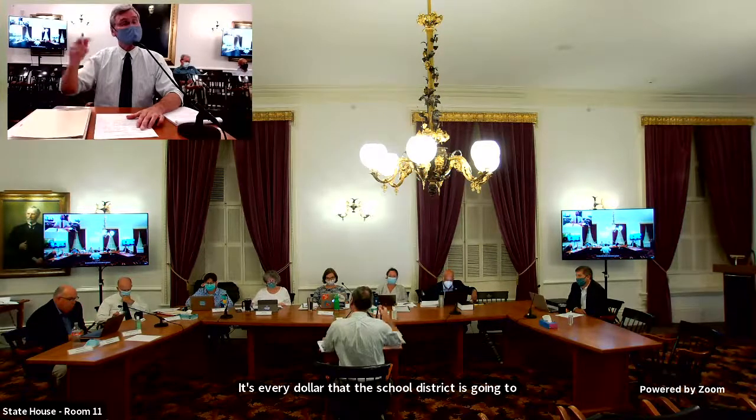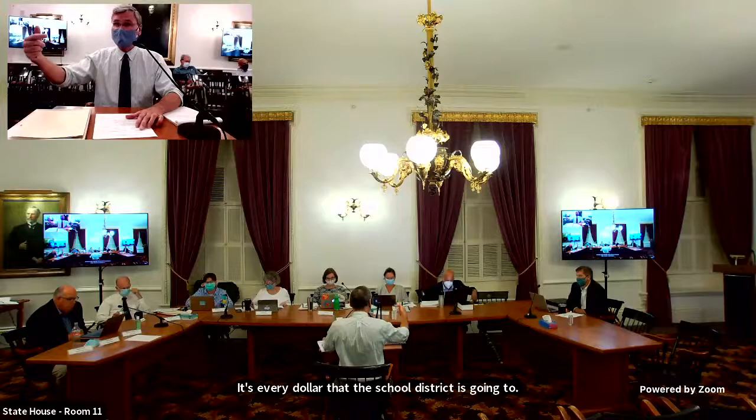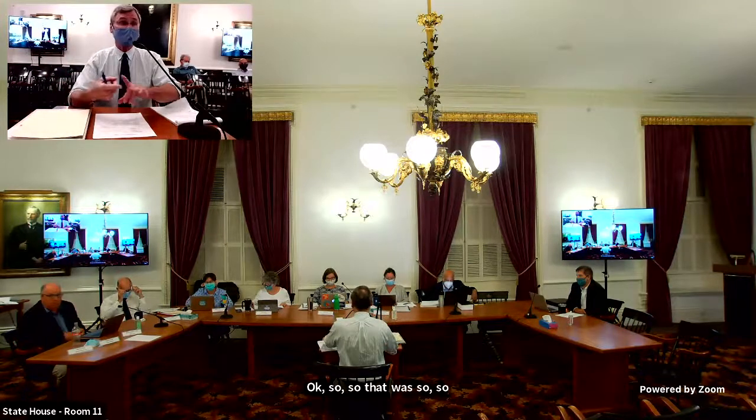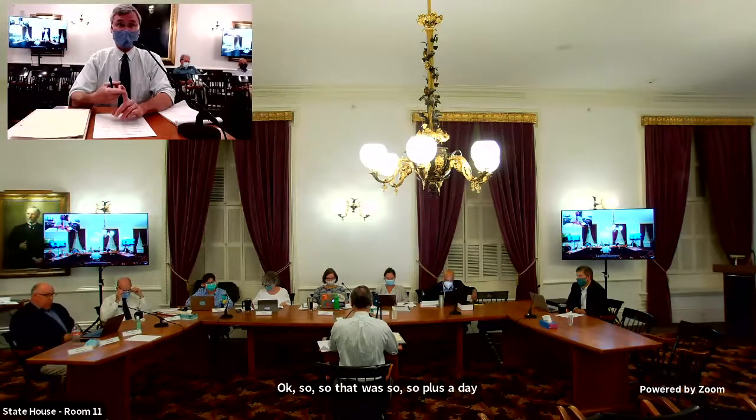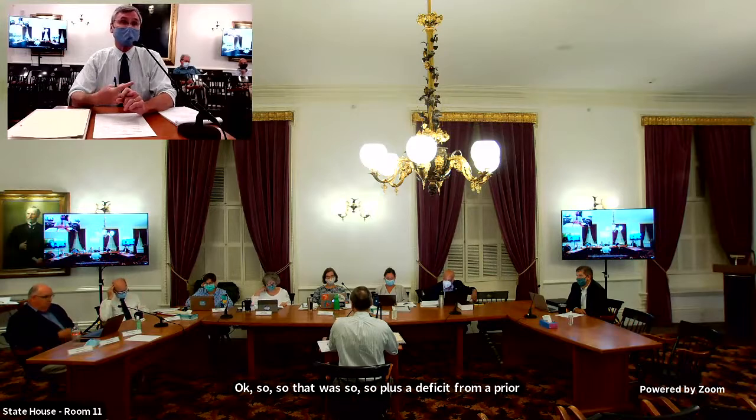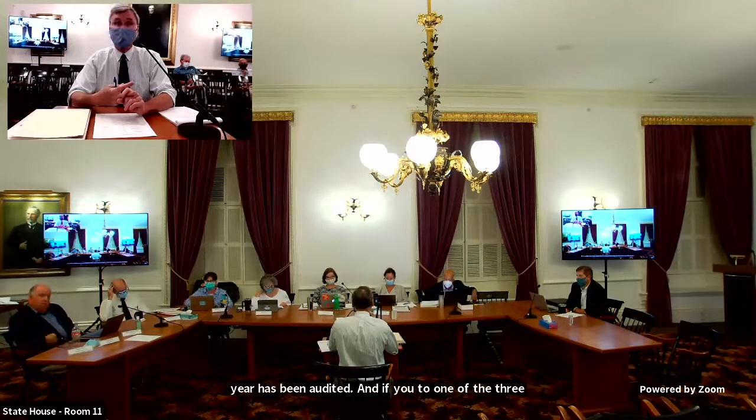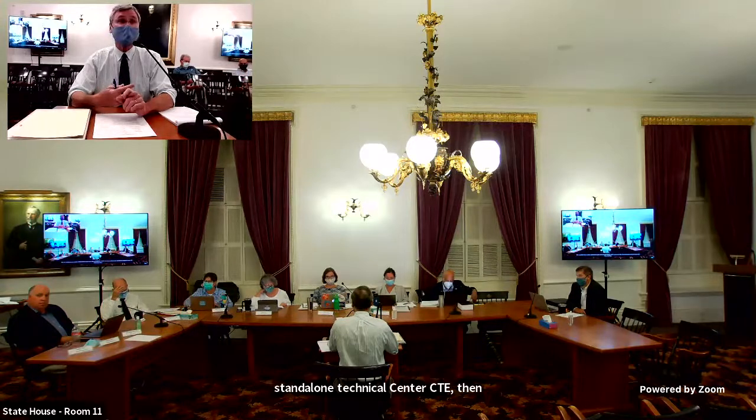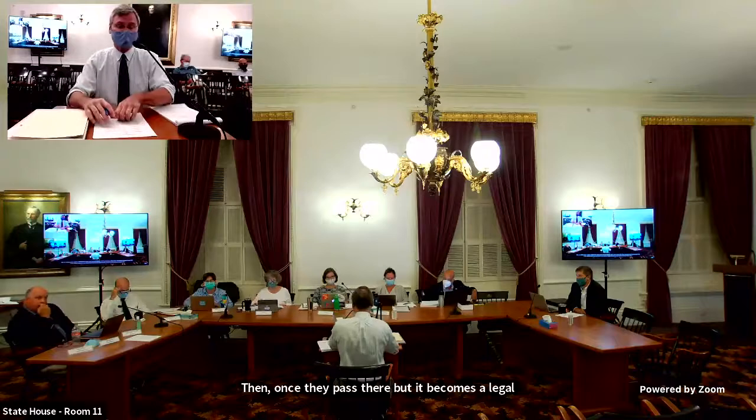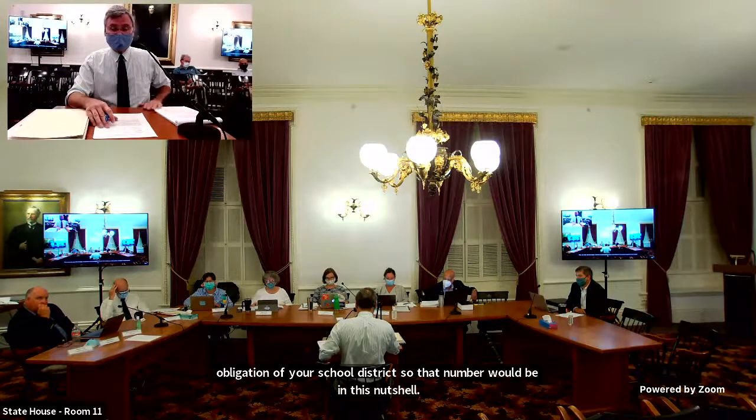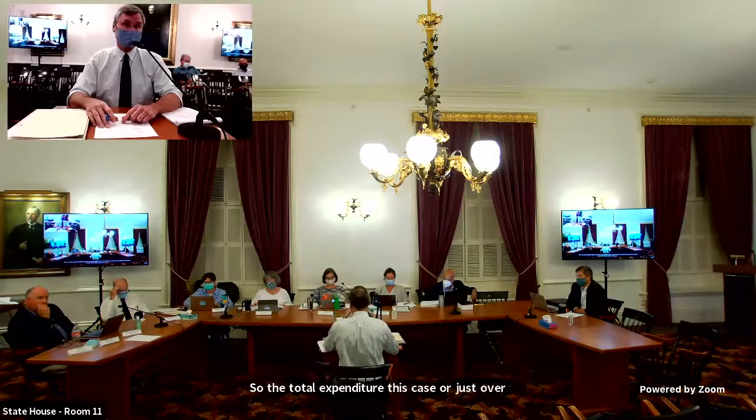It's the budget plus a deficit from a prior year that has been audited. And if you belong to one of the 3 standalone technical centers, CTEs, then once they pass their budget, it becomes a legal obligation of your school district. So that number would be in this number too. The total expenditures in this case are just over $5 million.